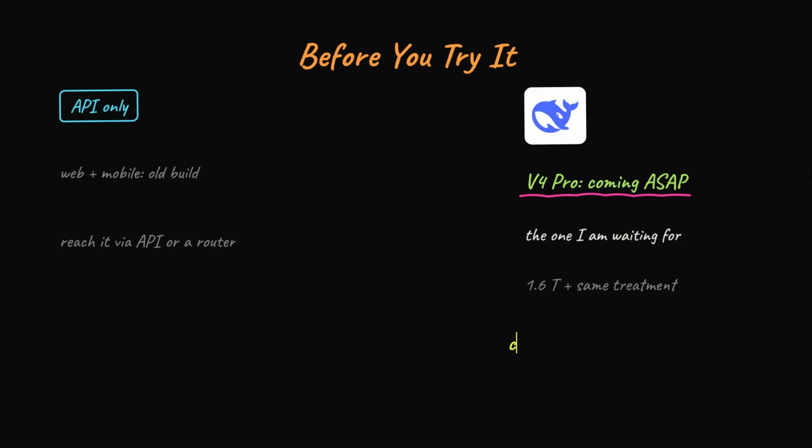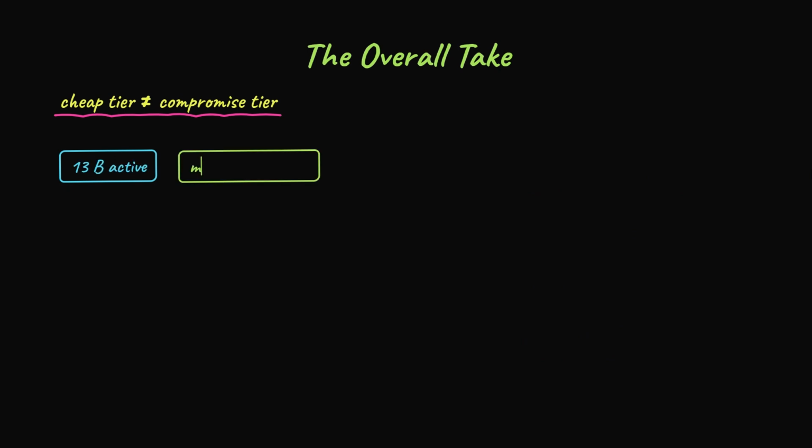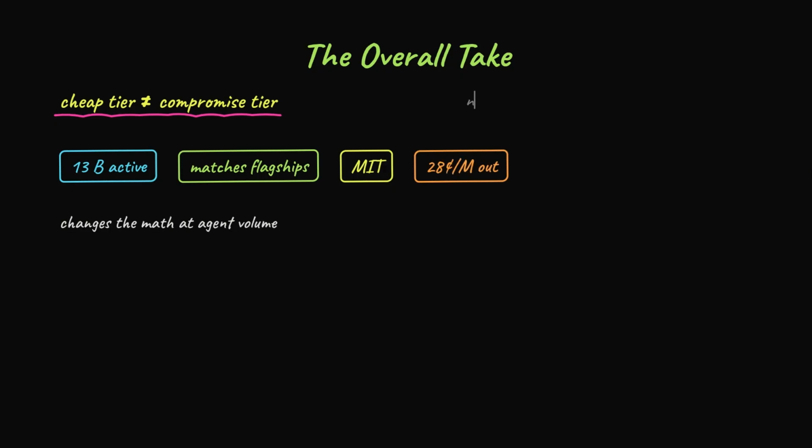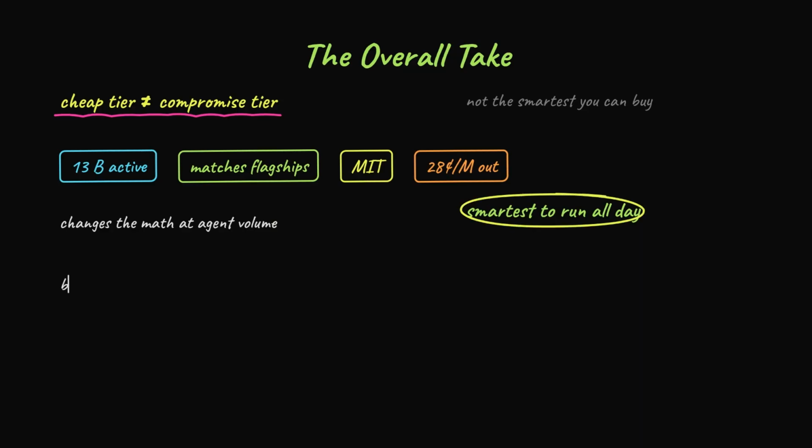If post-training alone did this to Flash, the same treatment on the 1.6 trillion parameter model could get genuinely close to the frontier. So here's my overall take. This release proves that the cheap tier of AI models is no longer the compromised tier. A 13 billion active parameter model matching last generation flagships at agent tasks under MIT at 28 cents per million output tokens changes the math for anyone running agents at volume. It's not the smartest model you can buy. It's probably the smartest model you can afford to run all day.